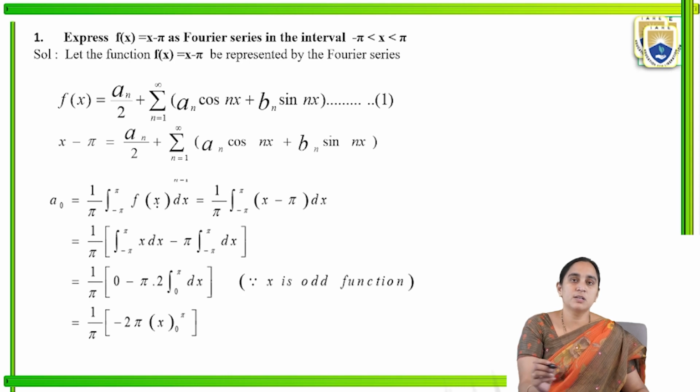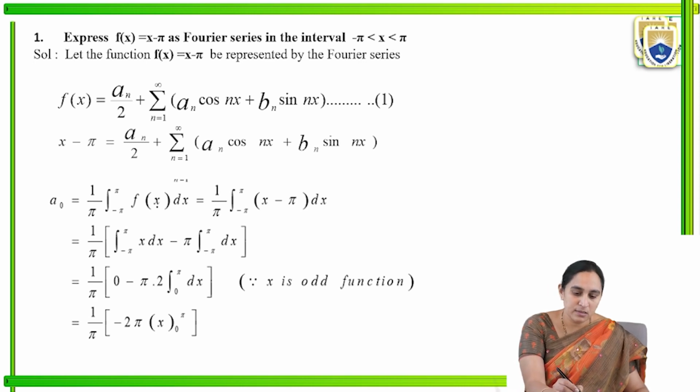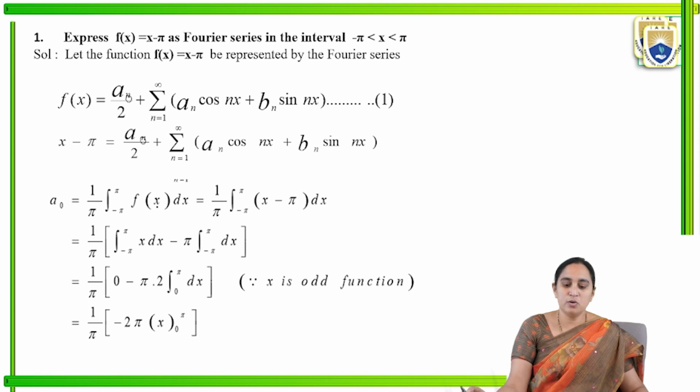Then f of x is equal to, substituting there, x minus pi is equal to a0 by 2 plus sigma n is equal to 1 to infinity an cos nx plus bn sin nx. For that, here we have to find the a naught value, an value and bn value. What about the a naught formula? A naught is 1 by pi into integral minus pi to pi f of x dx.